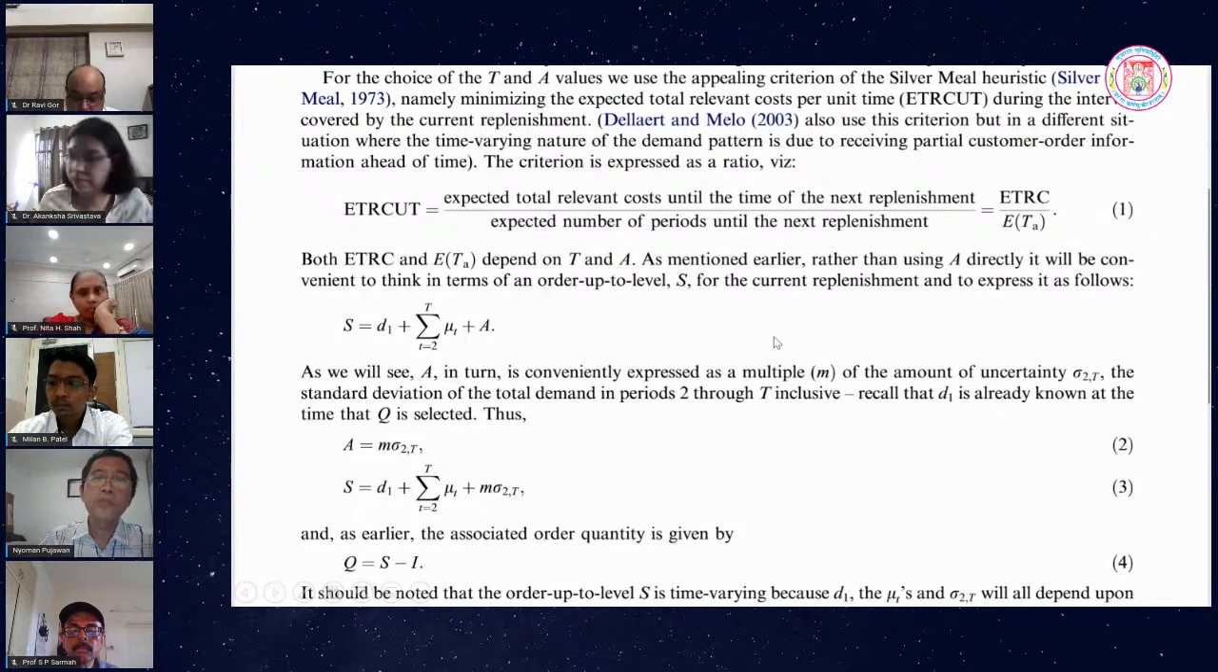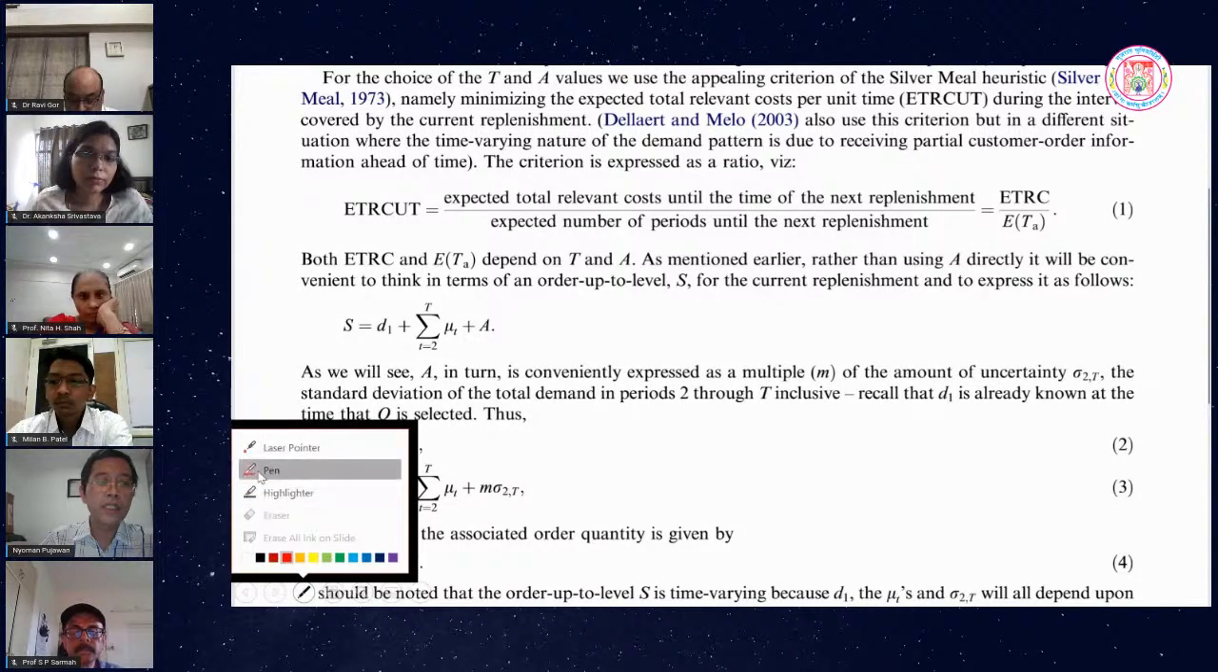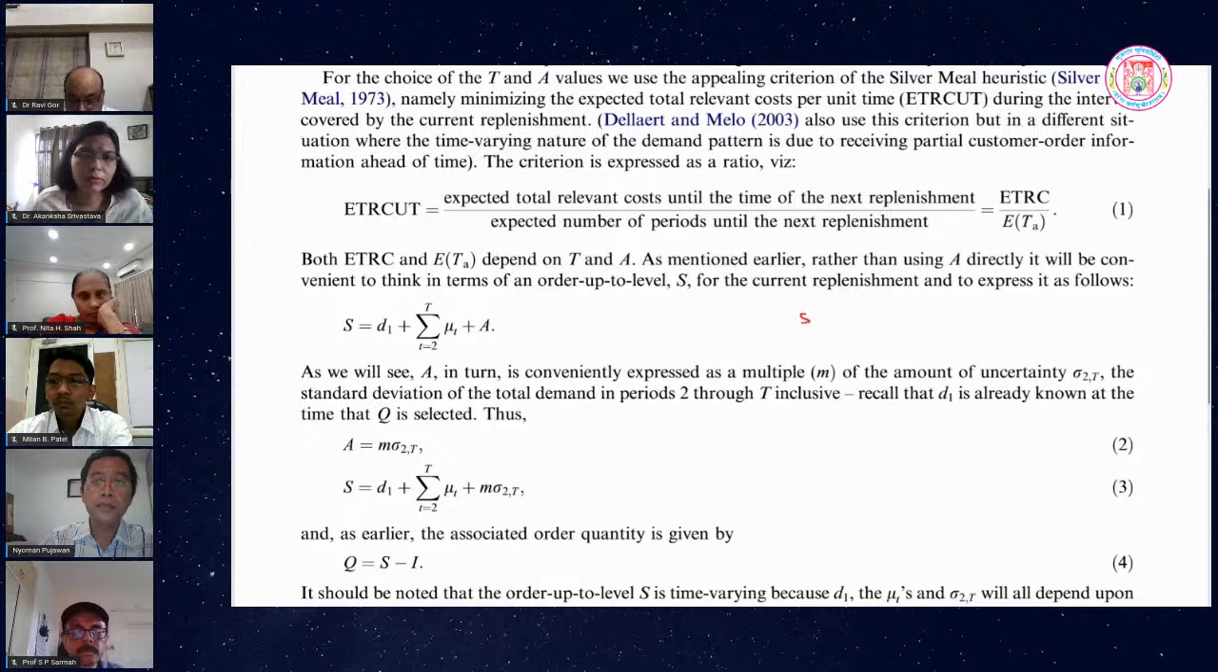We transform the problem to what is known as an order-up-to-level decision, where probably many of you are familiar with the small s, capital S inventory control policy, where the small s is like the reorder point.